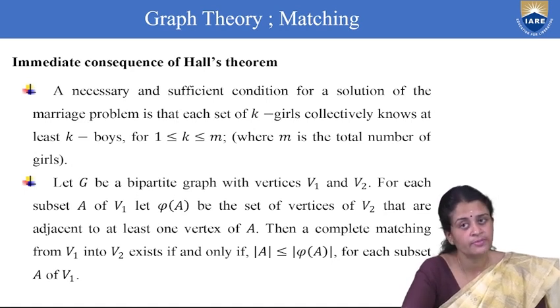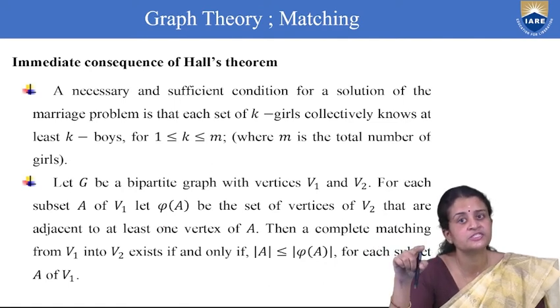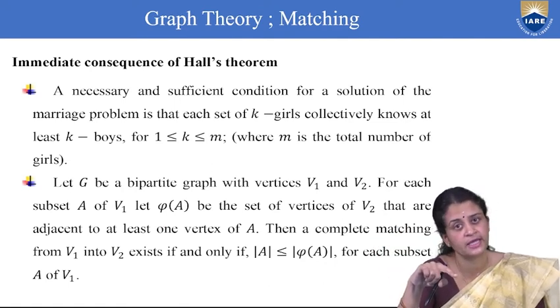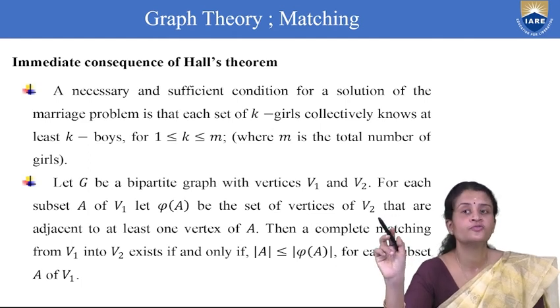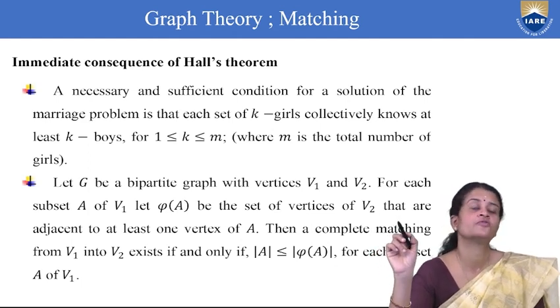Let G be a bipartite graph with vertex sets V1 and V2. For each subset A of V1, let phi of A be the set of vertices in V2 that are adjacent to at least one vertex in A. Okay, then a complete matching from V1 to V2 exists if and only if the modulus of A is less than or equal to the modulus of phi of A for each subset A.